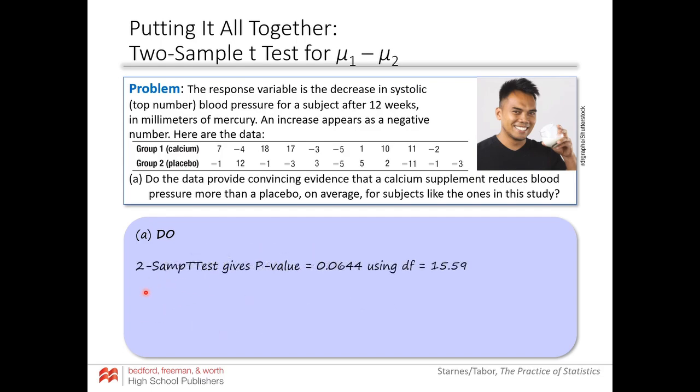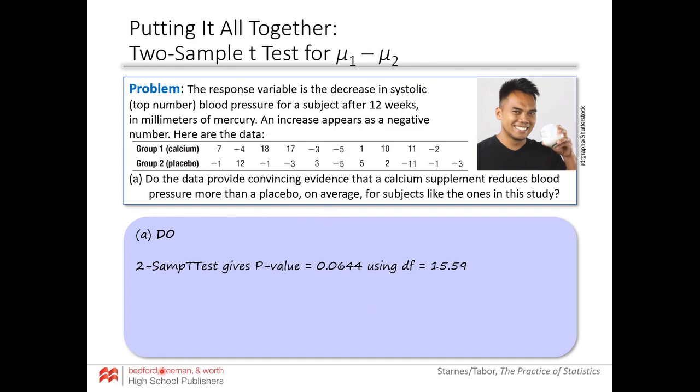So if we go to 2-sample t-test, that gives us a p-value of 0.0644 using degrees of freedom 15.59. Remember, your calculator gives you a different degrees of freedom, so make sure you state what it said. That way they know that you used the right thing in your calculator. All right, so we've calculated our p-value. That's the important part because we now compare it to alpha in our conclusion.